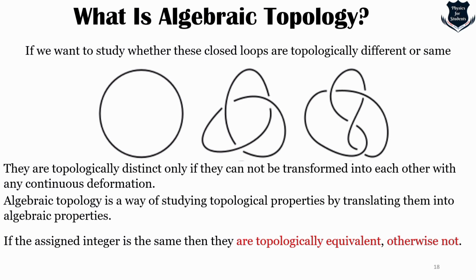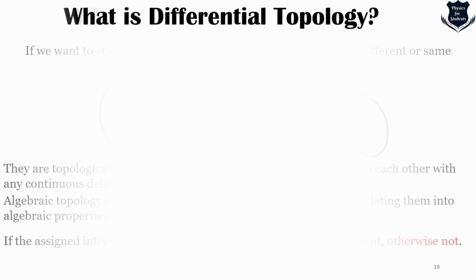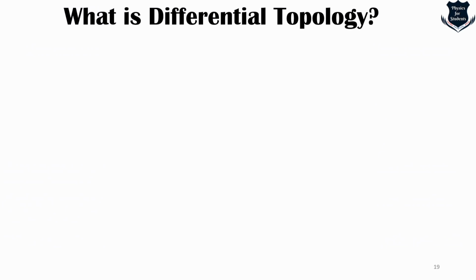In knot theory, I'm not going into that. Algebraic topology is a way of studying these structures by translating them into algebraic properties, assigning a value, and if they are equivalent, fine, otherwise not. Quite simple. That is algebraic topology. And next we come to what is called differential topology.